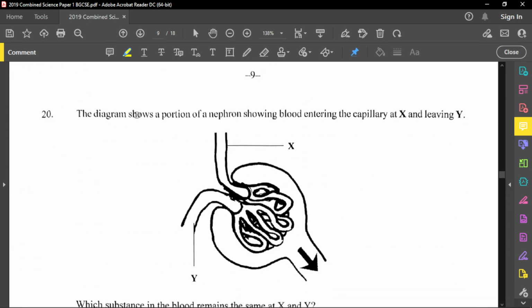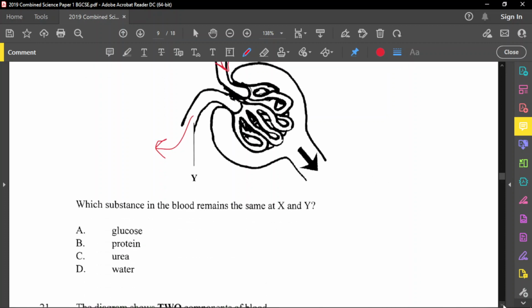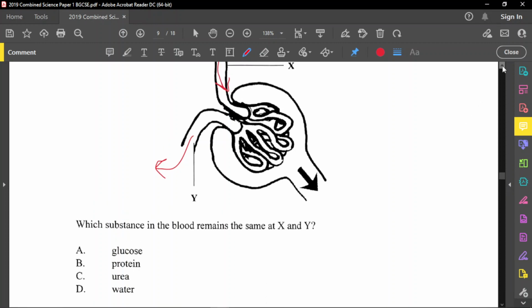Number 20. A diagram shows a portion of a nephron showing blood entering the capillary at X and blood leaving at Y. So let's quickly put something here again just to make sure that we understand what is going on. Blood is entering at X and leaving the capillary at Y. All right, so X going in, the Y arrow going out there. It said which substance in the blood remains the same at X and Y? All right, this is a very good question here.